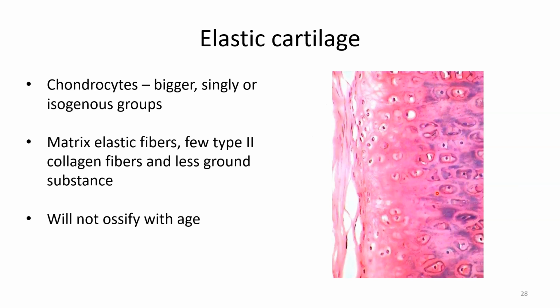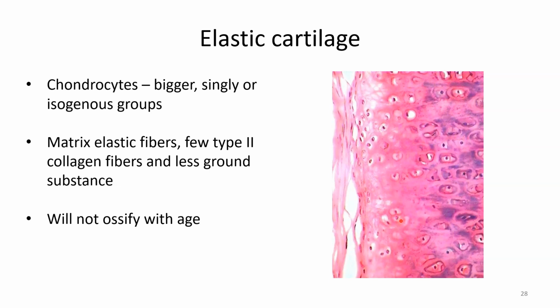See this slide here. So the chondrocytes, if you see here and compare with that of the hyaline cartilage, these are bigger in size and they are singly or in isogenous groups of 2 or 3. The matrix is rich in elastic fibers and few type 2 collagen fibers and little ground substance. And this cartilage will not ossify with age. That is the difference between the hyaline cartilage and elastic cartilage.